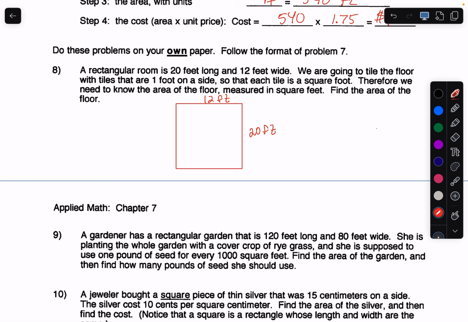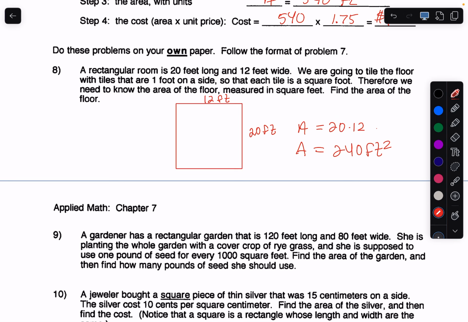Can someone share with us what you got? Tommy, what did you get? I got 240 square feet. Tell us what you did to get that. Well, I did 20 times 12 to find the area of the rectangle. Yep, 240 square feet.